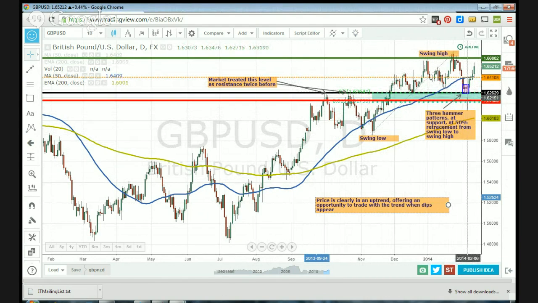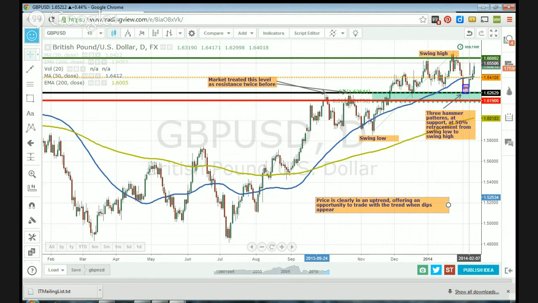We could enter here, and if the market breaks down, and sometimes it will, sometimes these signs will be wrong, we can have our stop fairly close. So let's say if we're wrong, we'll get stopped out here, and we can just target the previous high, which is what I did. So that's the simple analysis on pound dollar.